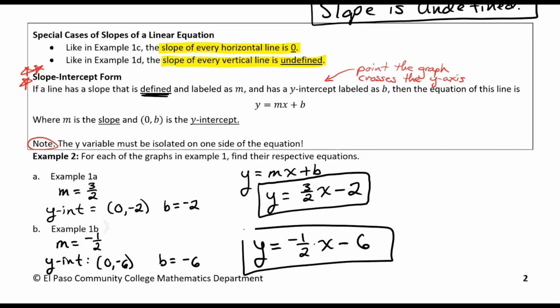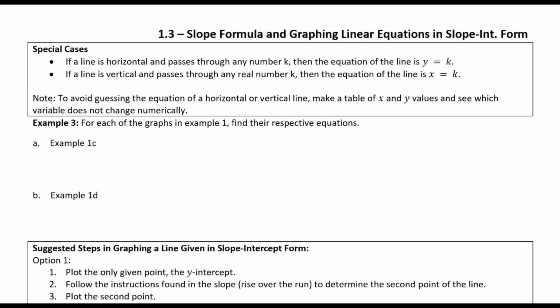So you can see how that slope-intercept form is so nice when you have the slope and when you have the y-intercept. Let's do a couple more. What if we look at example 3 and we do the same thing? We want to find the equations of the lines for example 1c and example 1d. Let's check out 1c first.